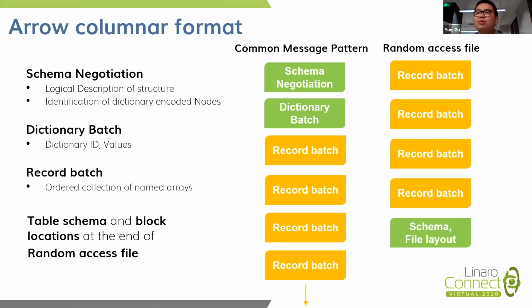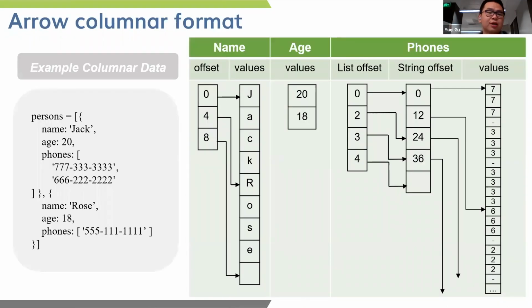Another format is the random access file. The random access file consists of the record batches and the schema file layout. The file layout contains the table schema and block locations at the end of the random access file. It enables users to select any record batch or any column in the dataset very cheaply, quickly, and efficiently. Okay, this is the example of the columnar data.